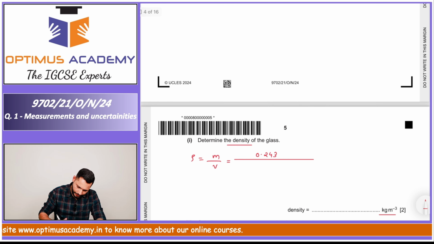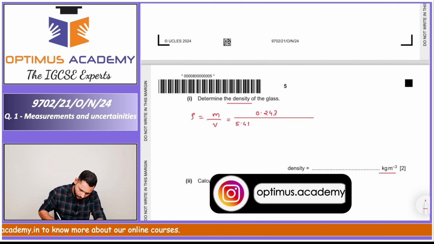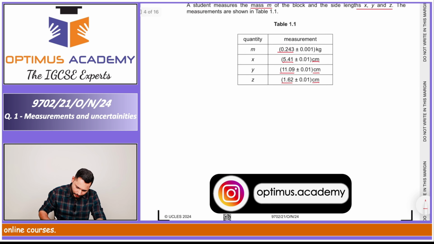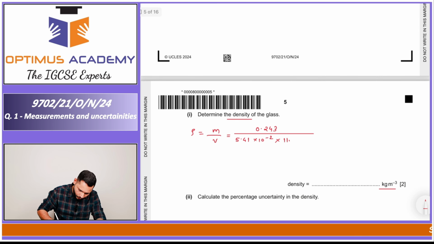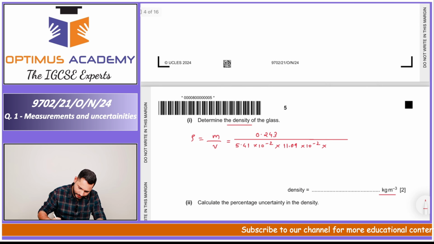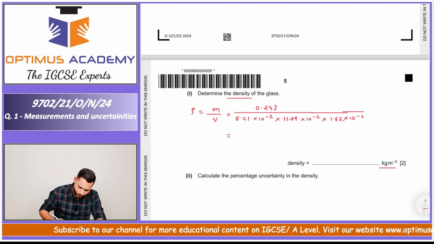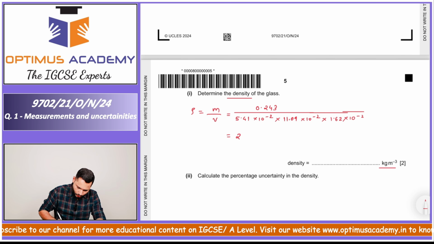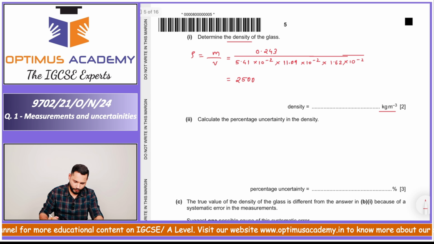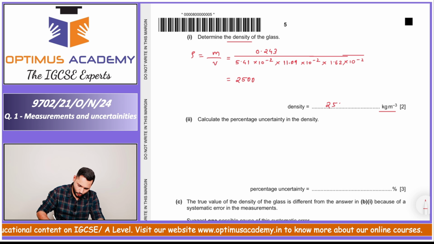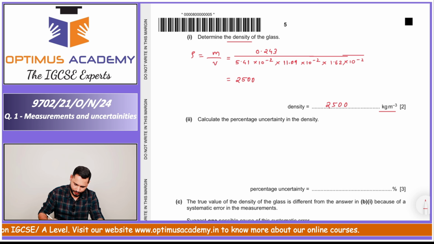So it will be 5.41 into 10 raised to minus 2, multiplied by 11.09 into 10 raised to minus 2, multiplied by 1.62 into 10 raised to minus 2. Now if you calculate this, you will get the answer 2500. So the density of the object is 2500 kilogram per meter cube.